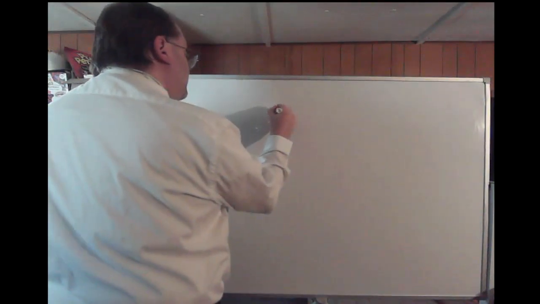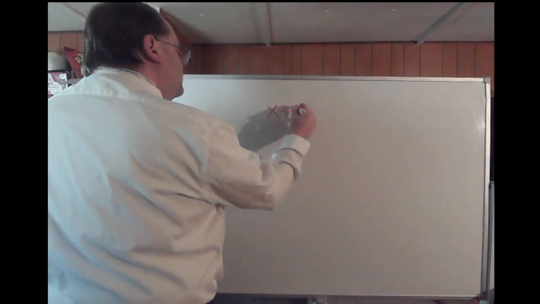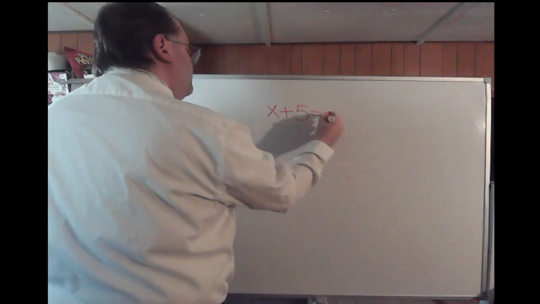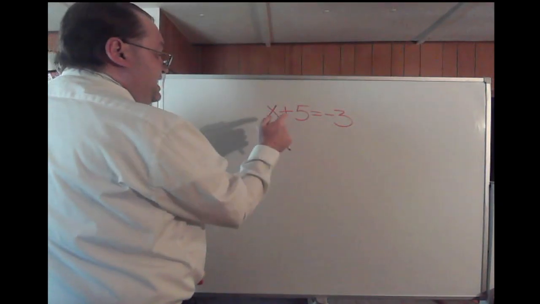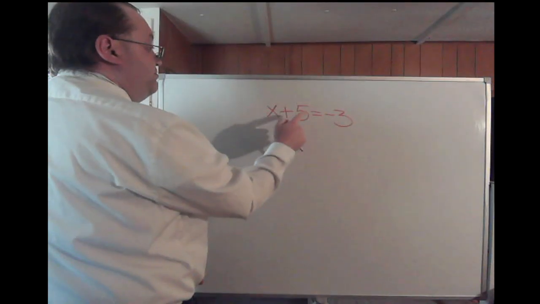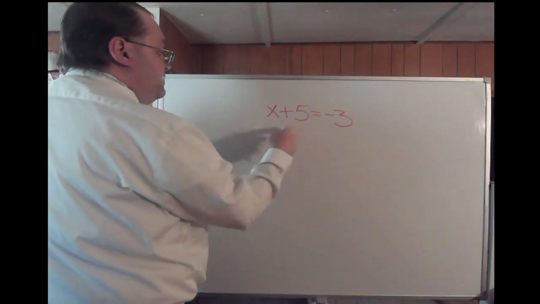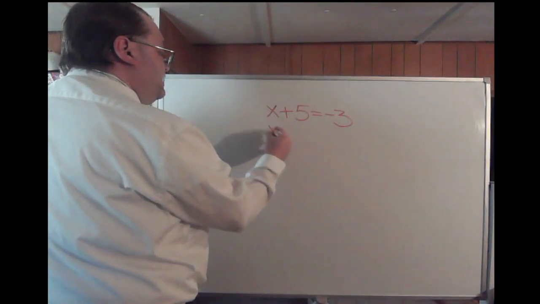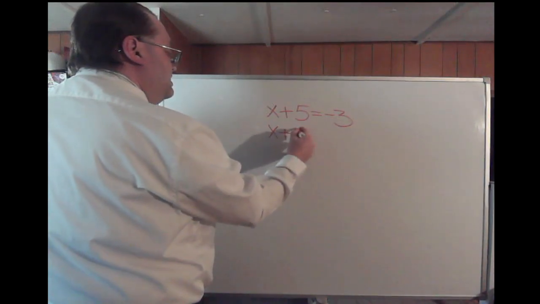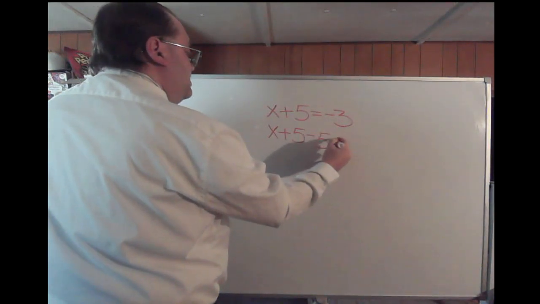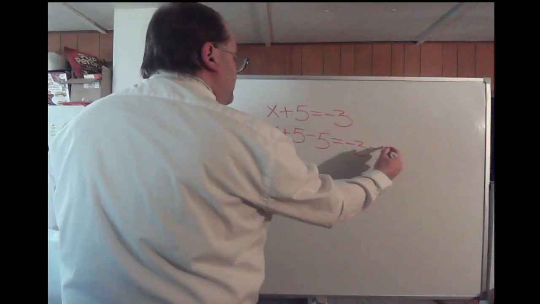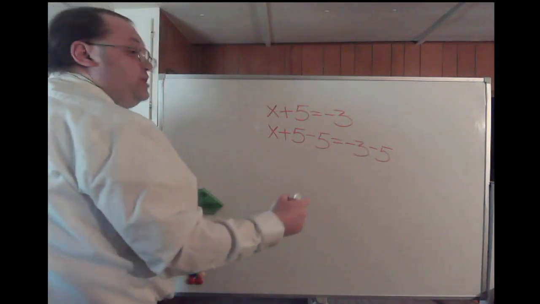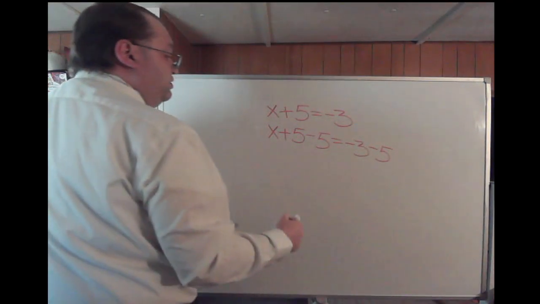Alright, now we have x plus 5 equals negative 3. Of course, the goal is get x by itself. So we have plus 5. We need to minus 5 in order to get x by itself. So you'll have x plus 5 minus 5 would be equal to negative 3 minus 5, because, again, what you do to one side of the equation, you have to do to the other to make it equal.